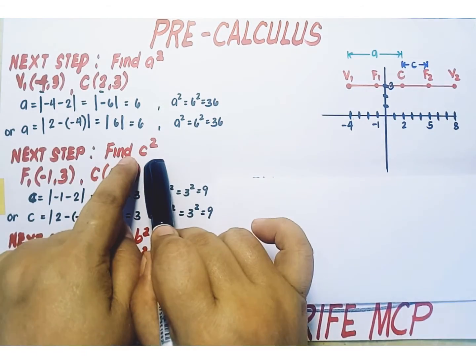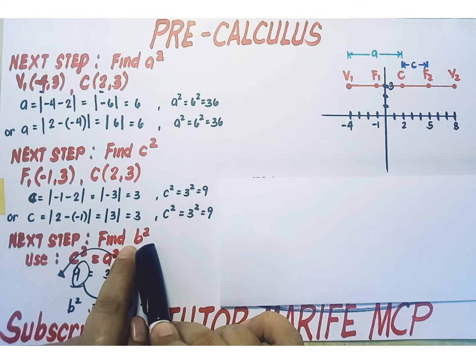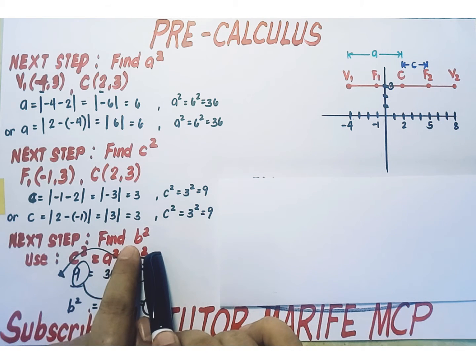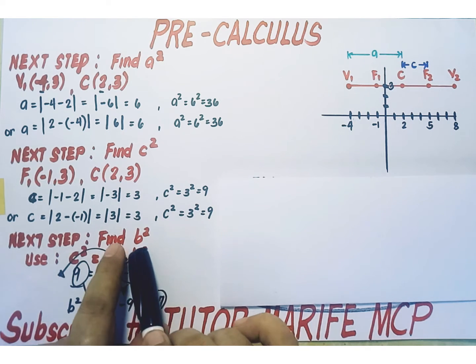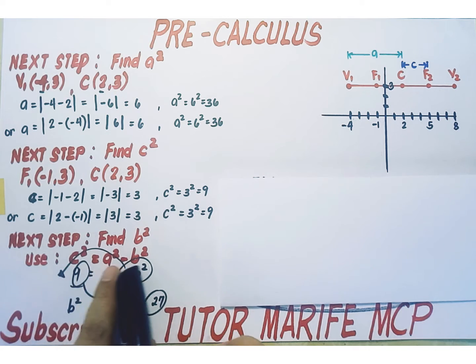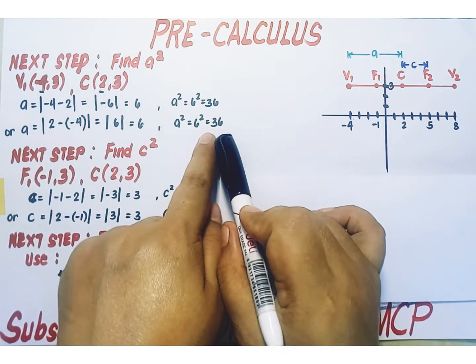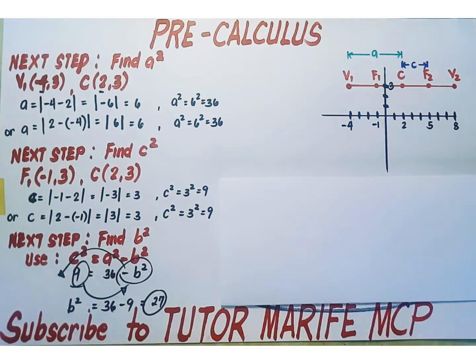After finding c squared, the next step is finding b squared, or the smaller denominator in the standard form of the equation of the ellipse. To solve for b squared, we are going to use the equation c squared equals a squared minus b squared. Replace c squared with 9, replace a squared with 36. This equation becomes 9 equals 36 minus b squared.